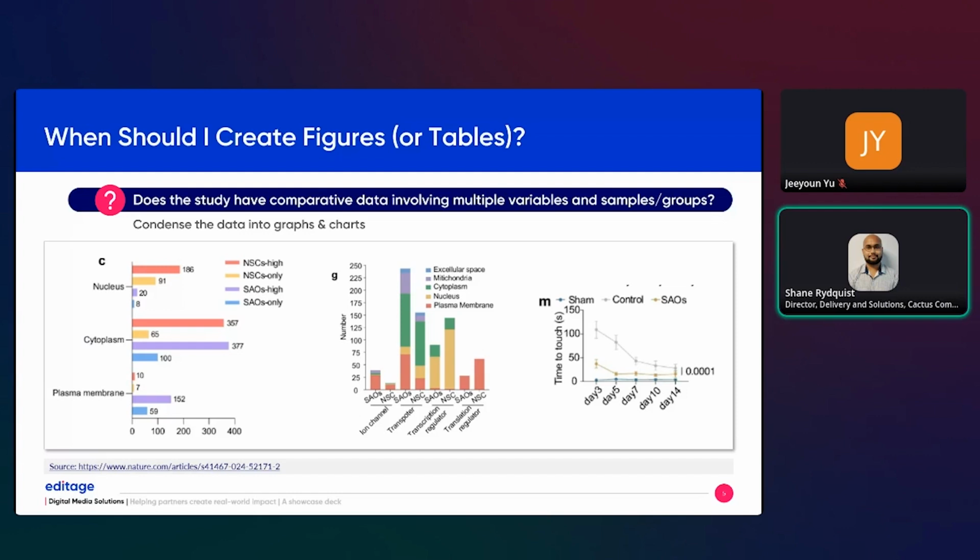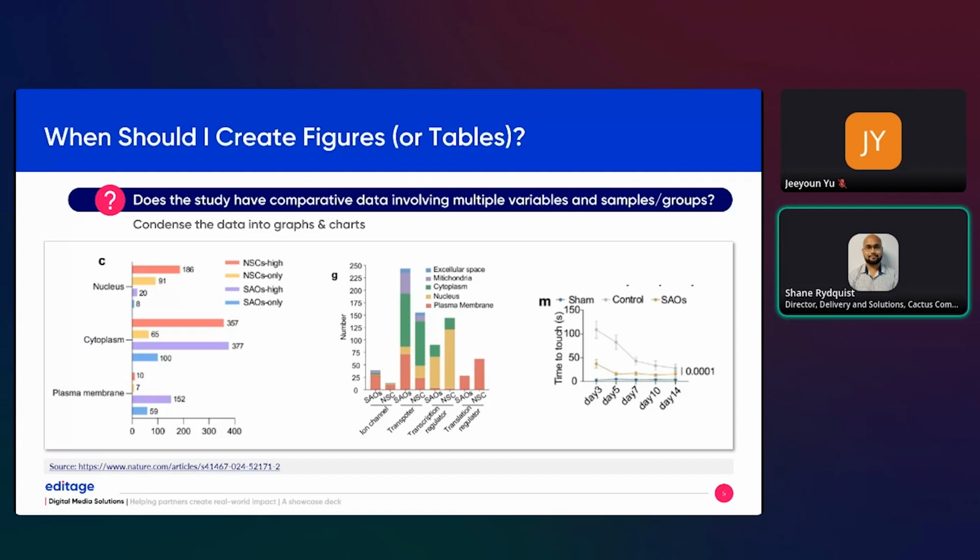The first question that you should ask is, does your study have comparative data involving variables and samples and groups? If the answer to that question is yes, then you should be considering making figures, and those figures should largely be condensed in the form of graphs and charts and other data representation methods to talk about your findings.